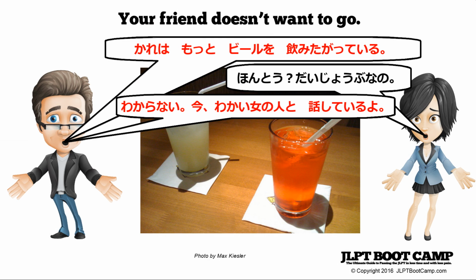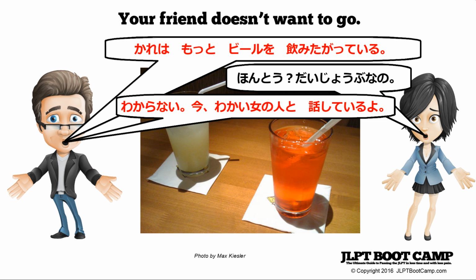tell your Japanese friend, kare wa moto biru o nomitagatteiru. And she responds, honto? Daijoubu nano? And you respond, wakaranai. Ima wakai onna no hito to hanashiteiru yo.